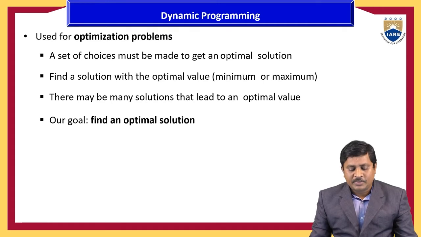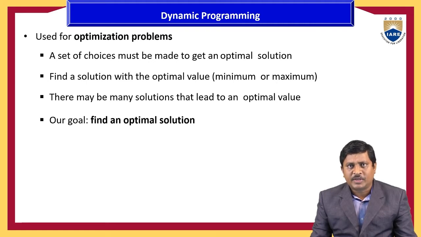Next, dynamic programming is mainly used for optimization problems, to find the solution of those problems. A set of choices must be made to get an optimal solution. Find a solution with the optimal value, which is either maximum or minimum. There may be many solutions that lead to an optimal value. Our goal mainly is to find the optimal solution.